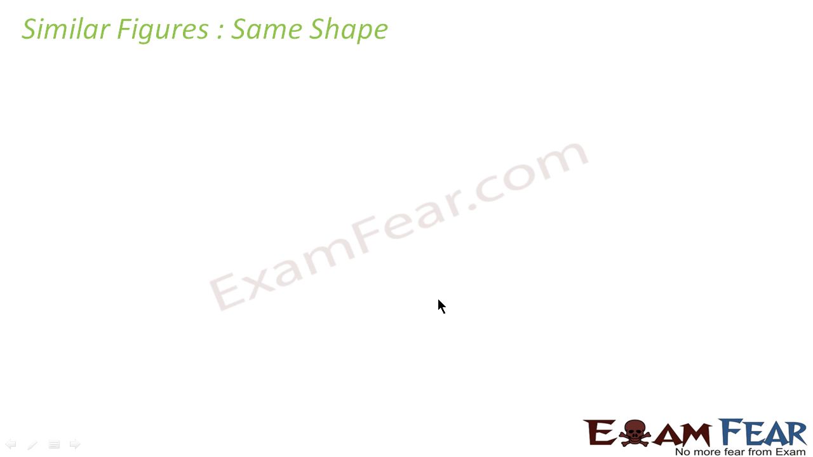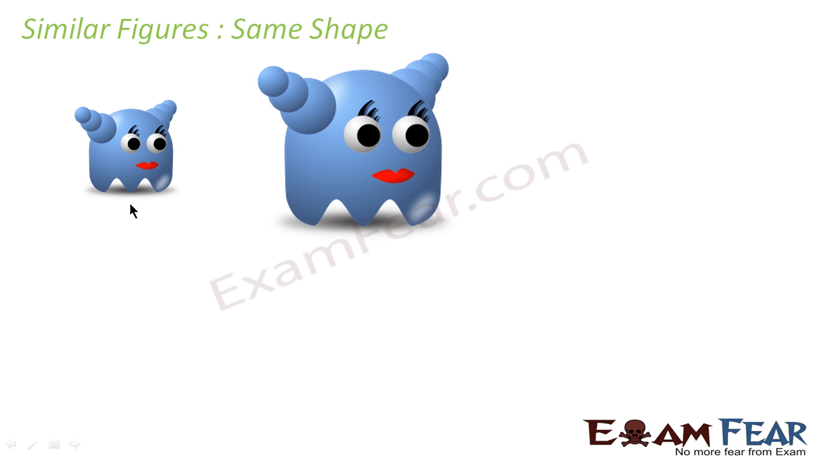Before I start with similar triangles concept, let me first give you a hint on what is similar figure and what is similar shape. Look at this. This toy and this toy both are similar. Why? Because the shape is same but the size is not same. This is small size and this is big size. But if you see, shape is same.